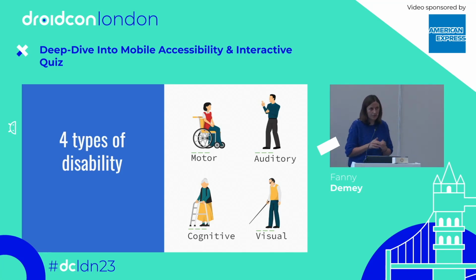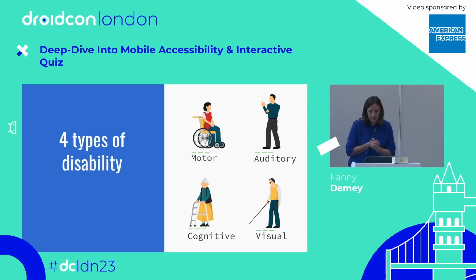Second type of disability is auditory. It concerns all people having hearing issues. That's the biggest type of disability. In the UK, there are 11 million persons with hearing issues. It's a lot.